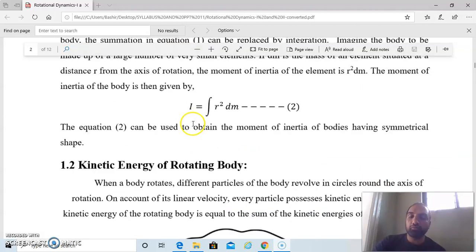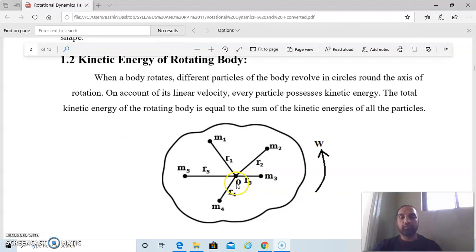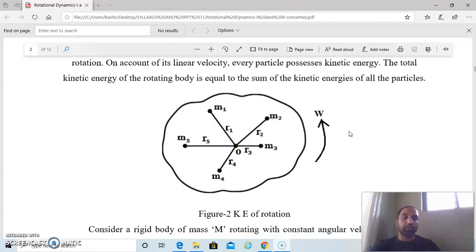Now let us move towards the kinetic energy of a rotating body. How to calculate the kinetic energy of this particular body when the axis of rotation passes through the point O. When the body rotates, all the particles of the body revolve in a circular path around that axis of rotation. On account of this linear velocity, every particle possesses kinetic energy, and the total kinetic energy of the rotating body is equal to the summation of the kinetic energy of all the particles present within that body about the axis of rotation.